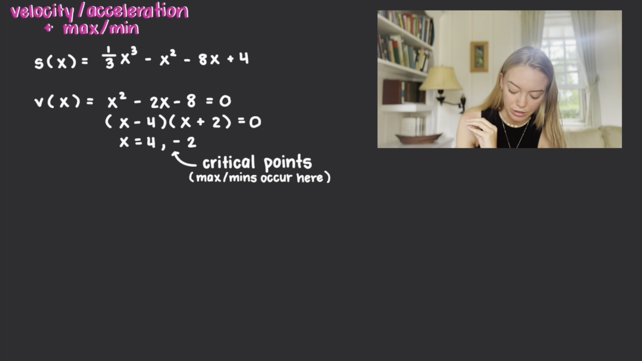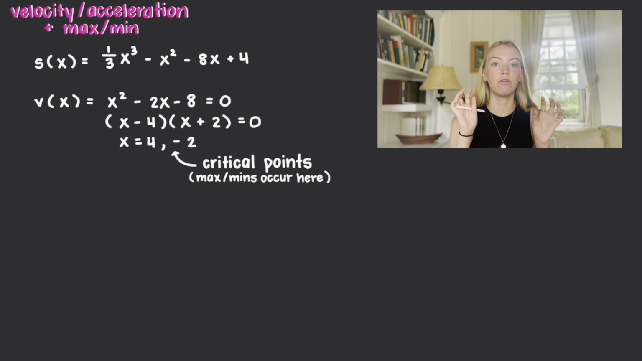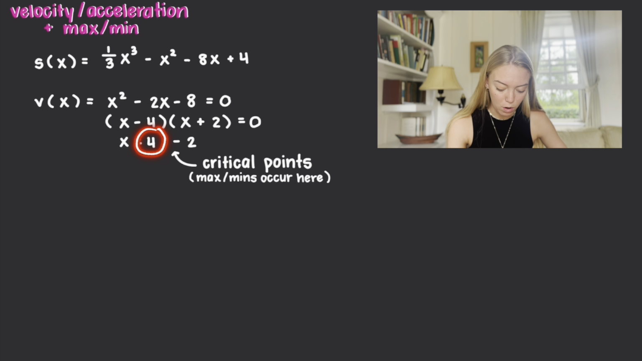Just a quick side note, your teacher could also ask you, what are the critical values? Critical points and critical values are different things. Critical points, again, is when the velocity function is equal to 0. But critical values is what happens when you plug these x's into the original s of x position function. So if your teacher asks, what are the critical values of this function, you would take 4 and plug it in to this function here, and negative 2 and plug it into this function here. And whatever those numbers are would be the critical values of that function.